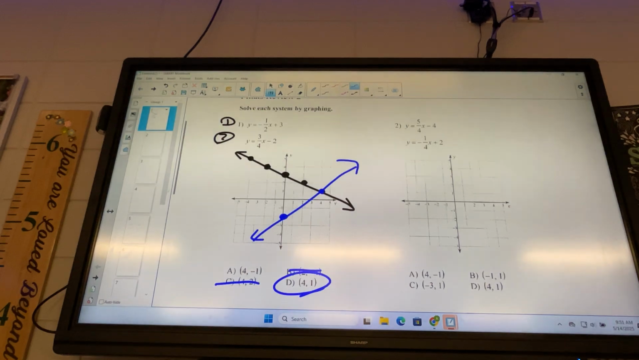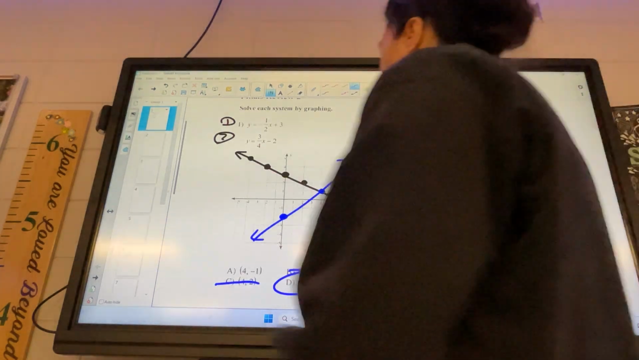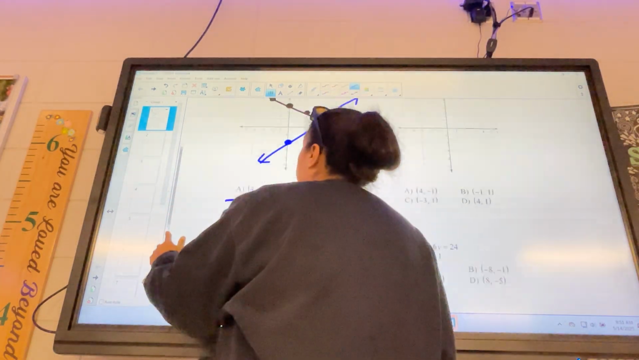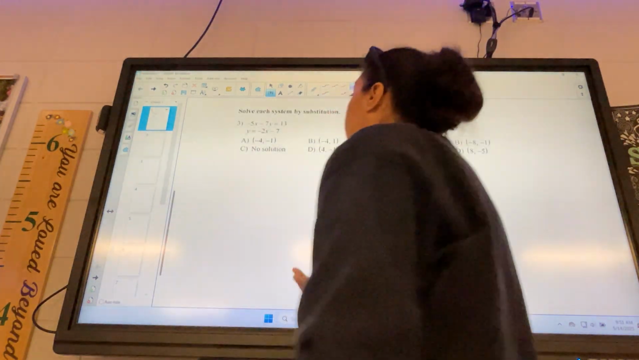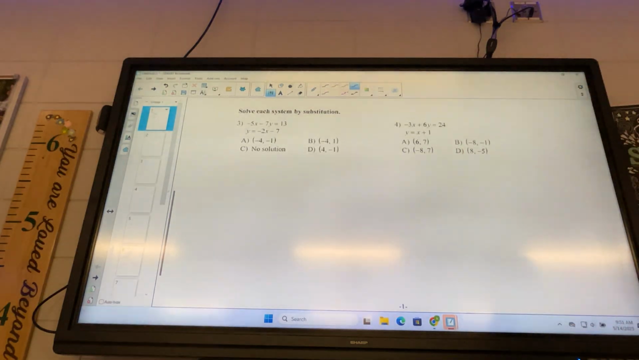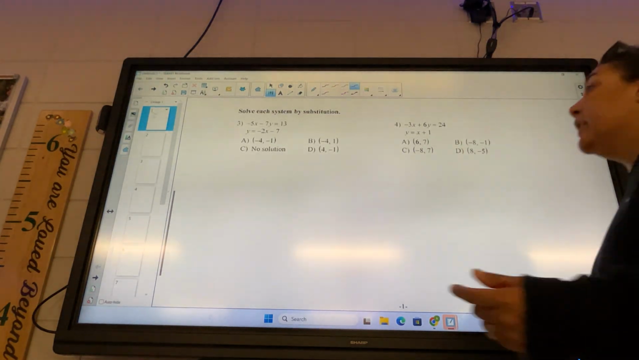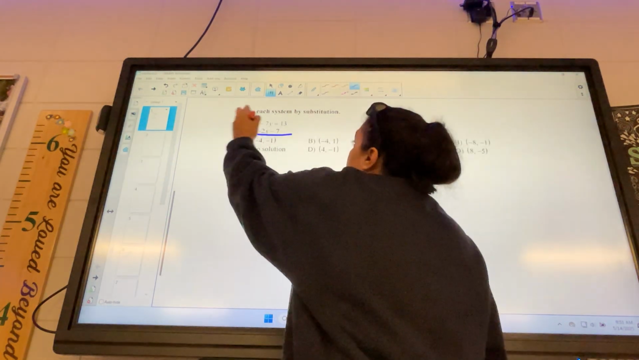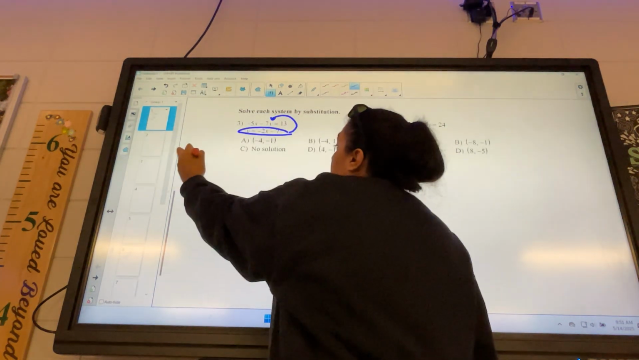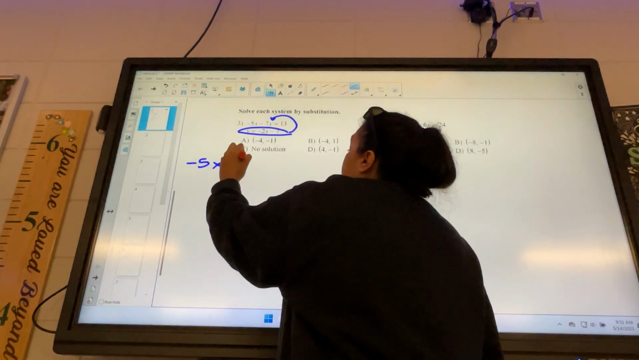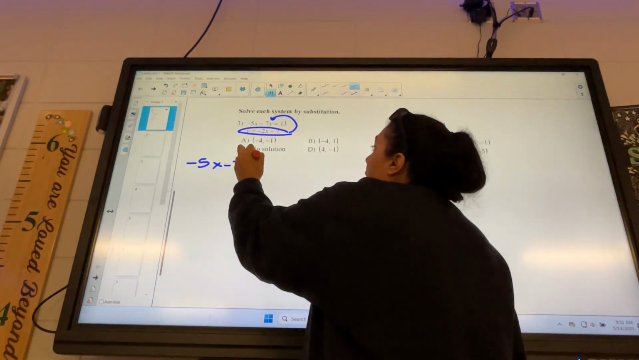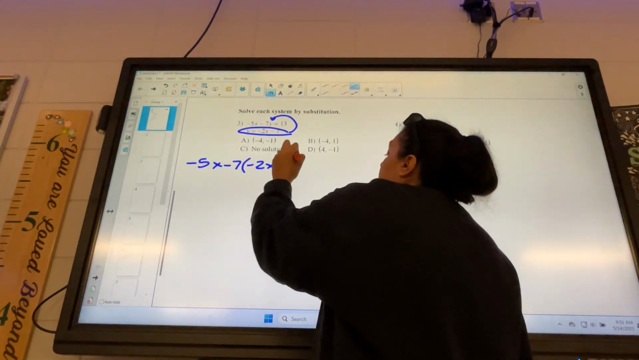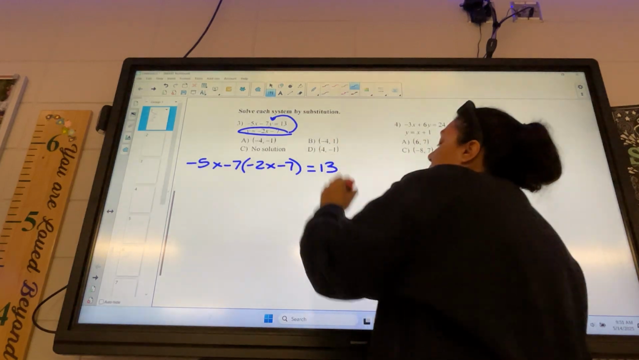Okay, look at number 3. So, first of all, if there's any number that's bigger than 10, I would say you could definitely eliminate it, okay? So, this one, again, you still kind of are going to have to do. So, we plug this one into the other one. So, it's going to look like negative 5x minus 7. And instead of y, I'm putting negative 2x minus 7 equals 13.